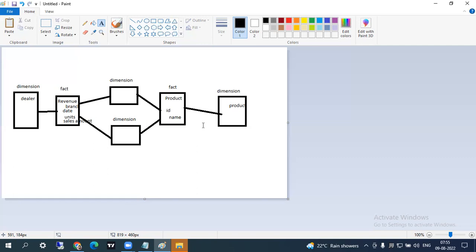Understood? But the main thing to remember is that it would have two fact tables, and the dimensions would be shared between the facts. When the dimensions are shared between the facts, we call them conformed dimensions. These points you remember. That is more than enough.